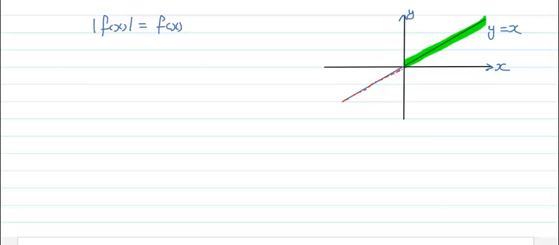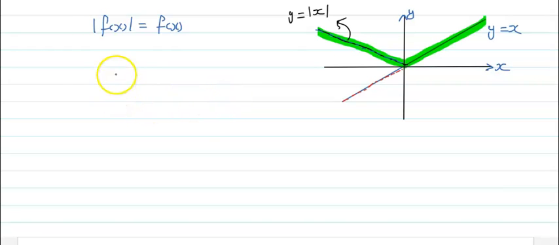So what will happen? It will reflect along the x-axis and it will go like this, and then we can draw a line like this, and we can darken this line. Okay, so this is the green line. This is the graph of y equal to modulus x.